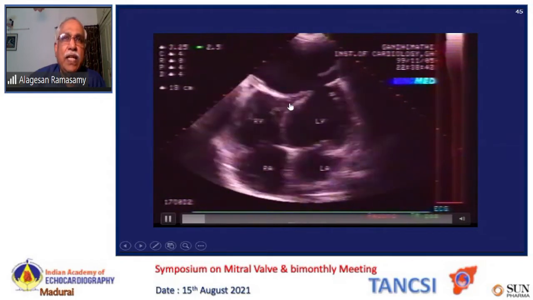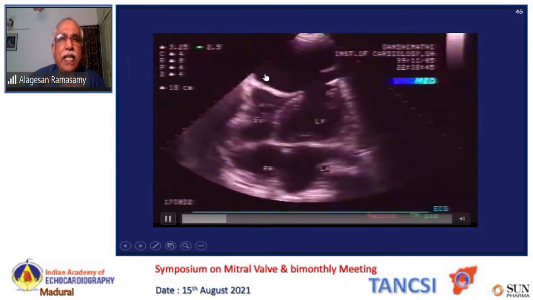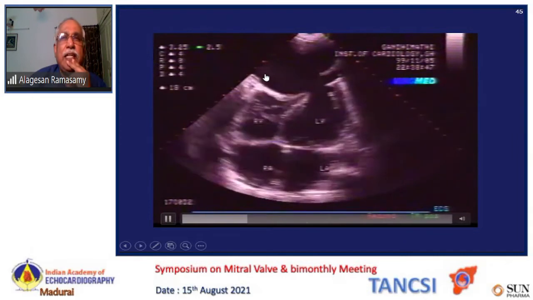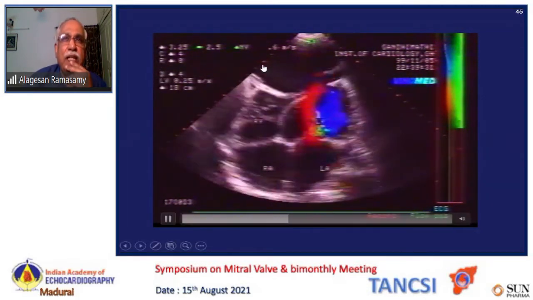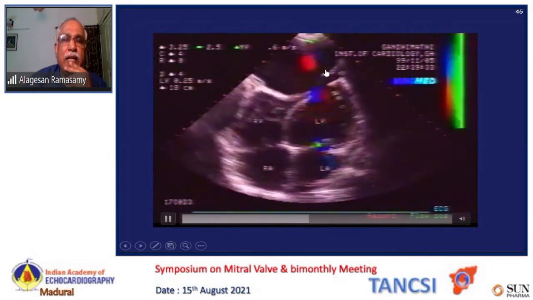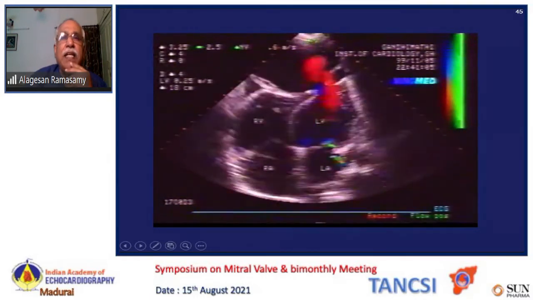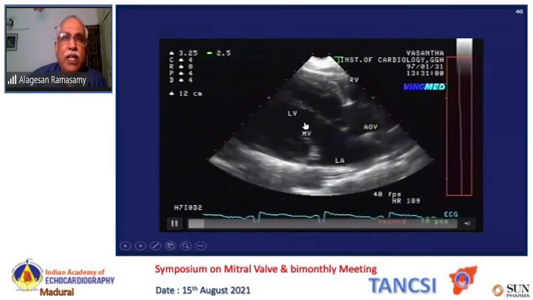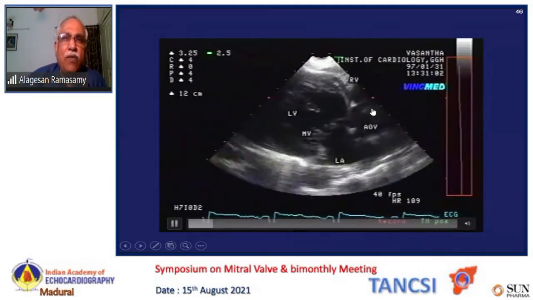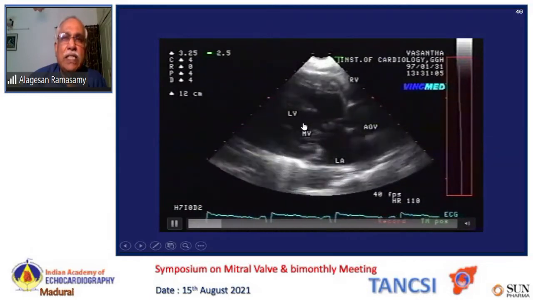This is the left ventricular diverticulum. There were 3 cases which we have seen, which were presented actually, and it has been published also. This is the apical left ventricular diverticulum in a patient who had ventricular tachycardia. And this is another patient with the left ventricular diverticulum in the lateral wall. So this is the left ventricle which is dilated.